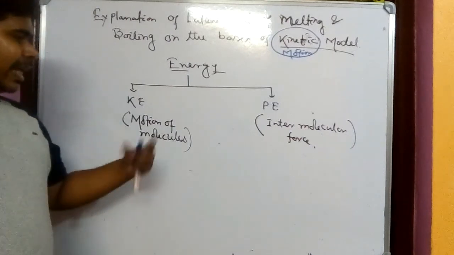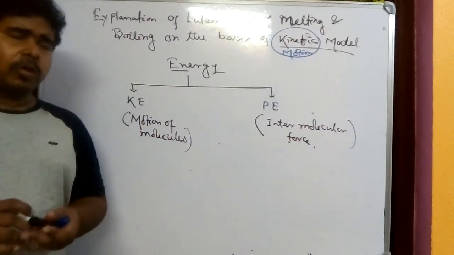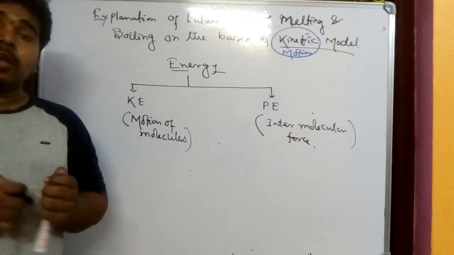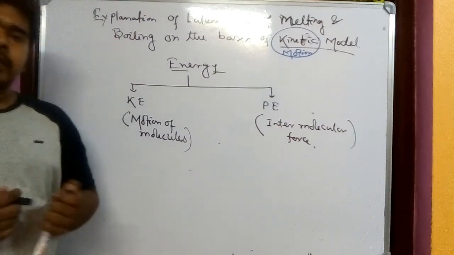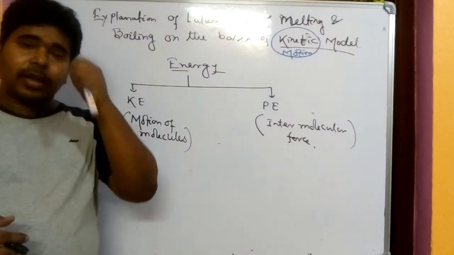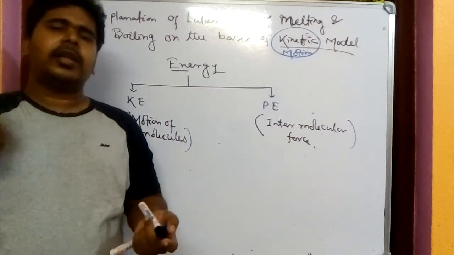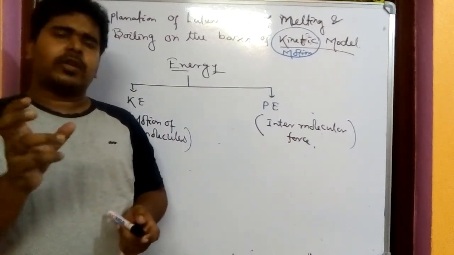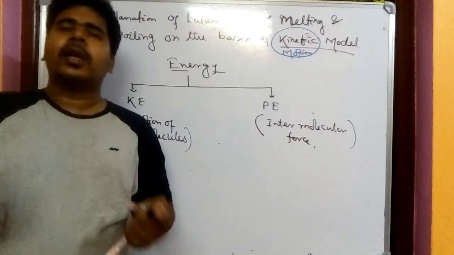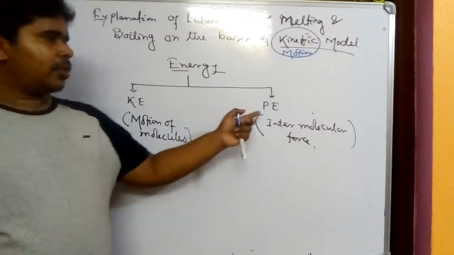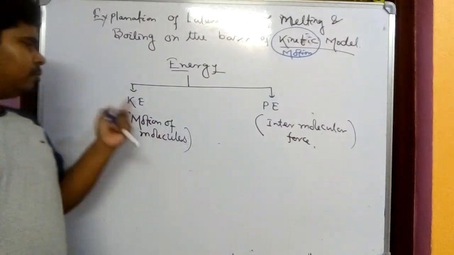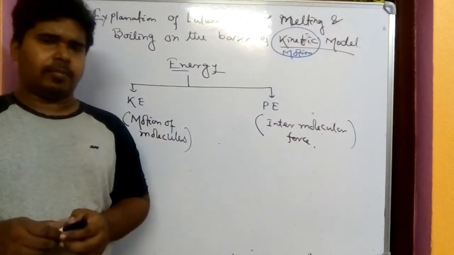In the case of gas, I'm talking about gas because this kinetic theory you will learn clearly in class 11, and there you have to know that in gases most of the molecules are moving here and there, and the interatomic attraction for gases is negligible. So we can say for gases potential energy is negligible, kinetic energy is maximum.